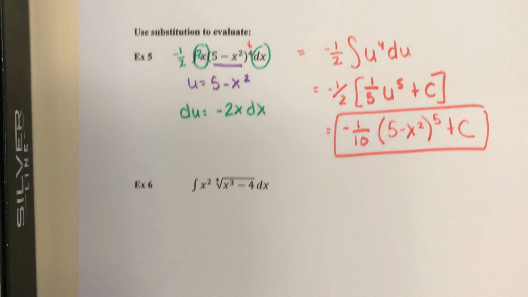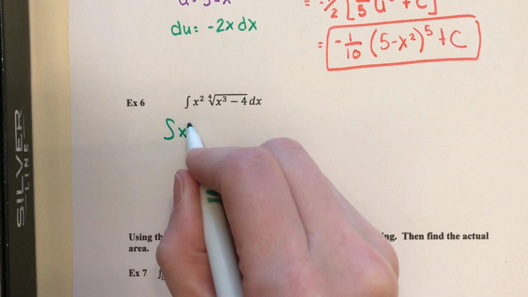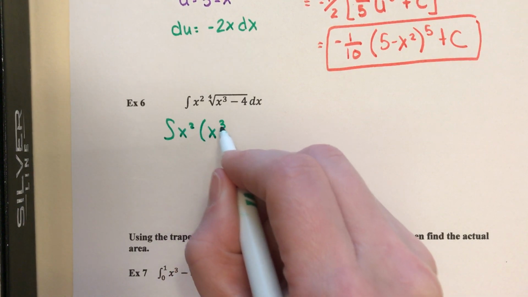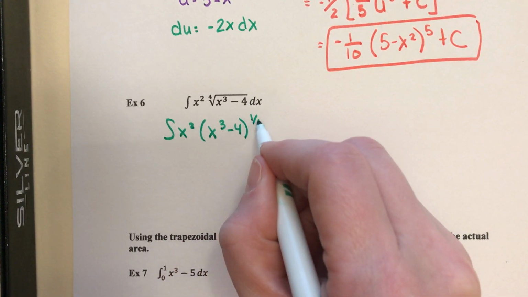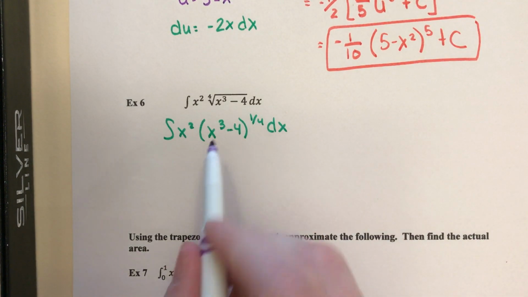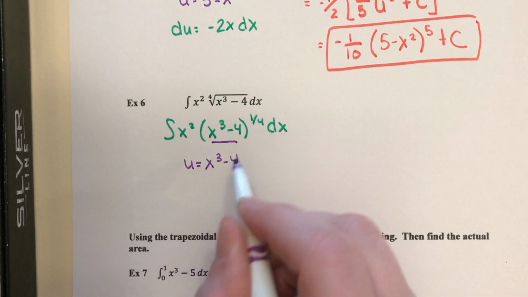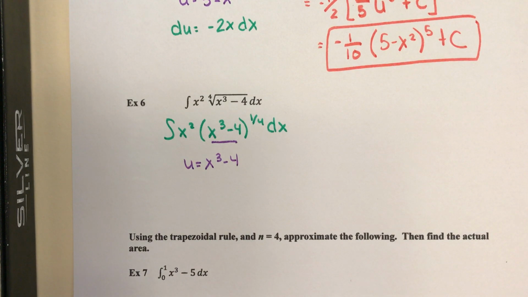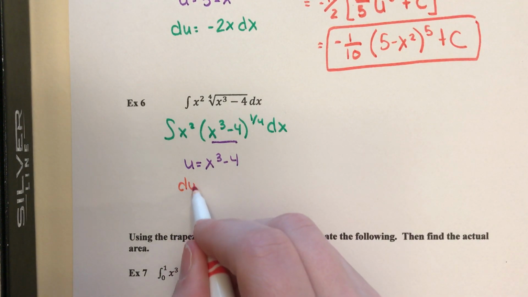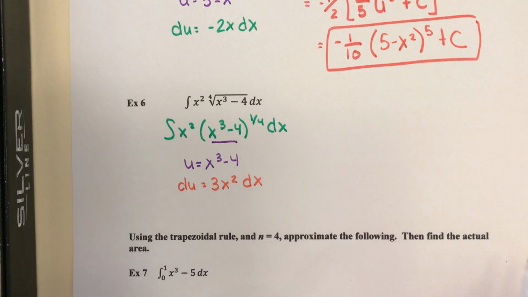Okay, let's try number 6 next. So number 6, I see a radical. So first off, I'm going to rewrite this. X to the 3rd minus 4 to the 1/4. So I see a u substitution. I see an inside part. So I'm going to set u equal to x cubed minus 4. Du would be 3x squared dx.